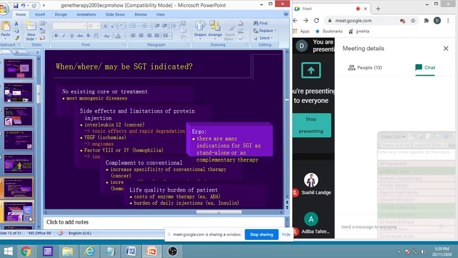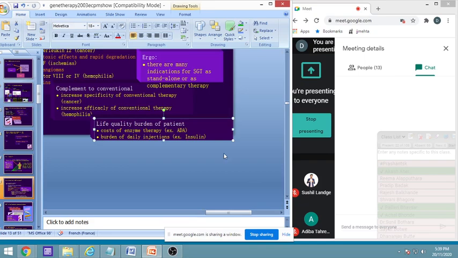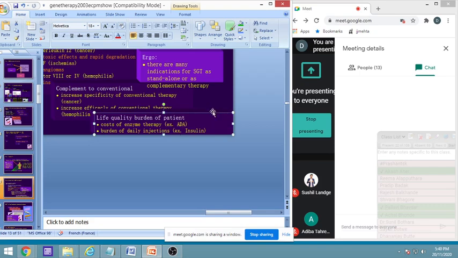Then there are many indications for somatic gene therapy, because it can be standalone, or complementary, or a supporting therapy. It is complementary to conventional therapy. It increases the specificity of conventional therapy, and it increases the efficacy of the existing drug. It can improve the quality of life. It can be helpful in decreasing the burden of daily injections, like insulin. So these are very important.